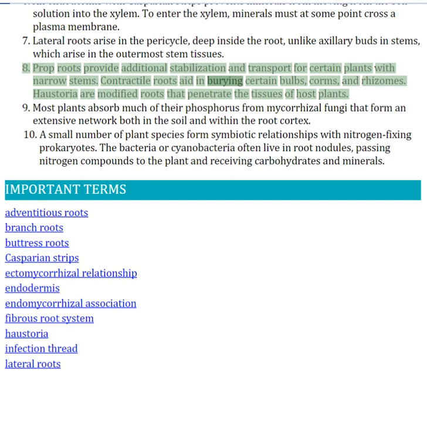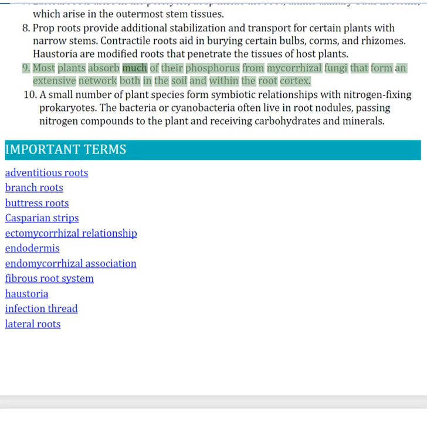Contractile roots aid in burying certain bulbs, corms, and rhizomes. Haustoria are modified roots that penetrate the tissues of host plants. 9. Most plants absorb much of their phosphorus from mycorrhizal fungi that form an extensive network both in the soil and within the root cortex.